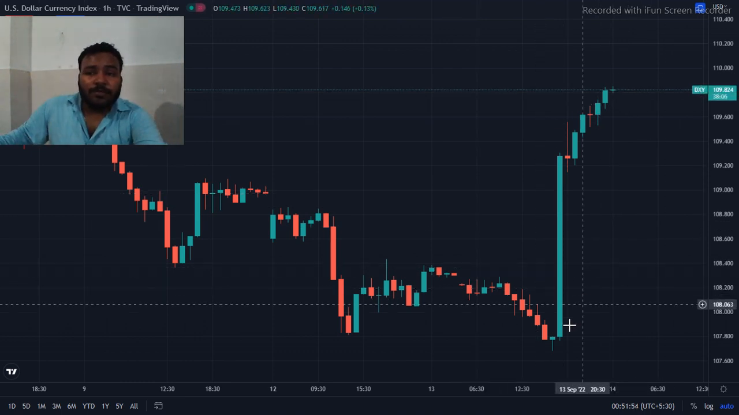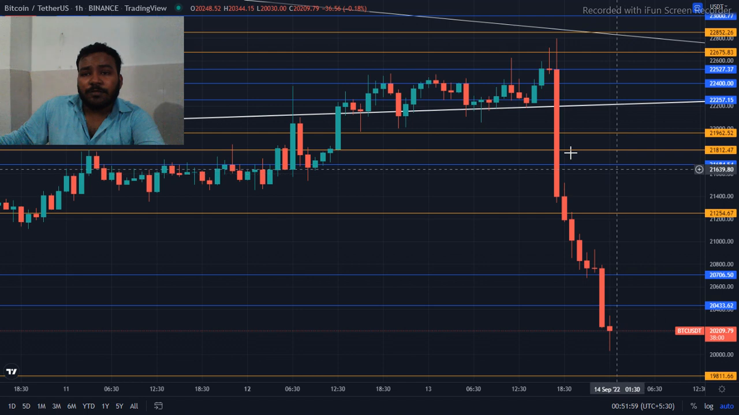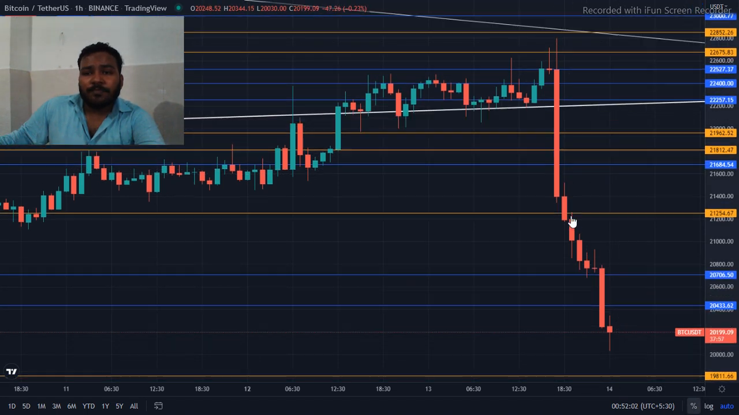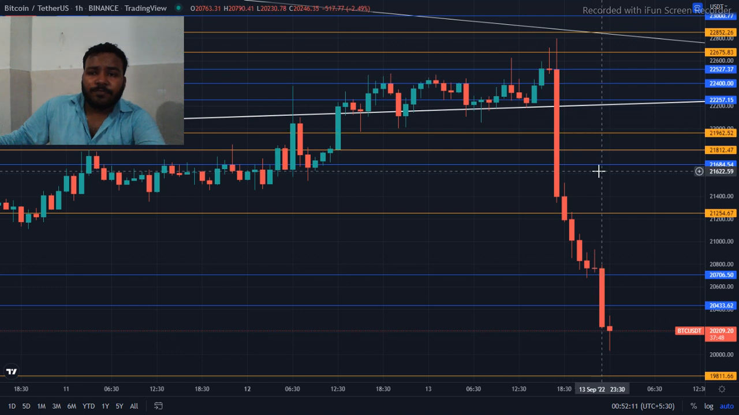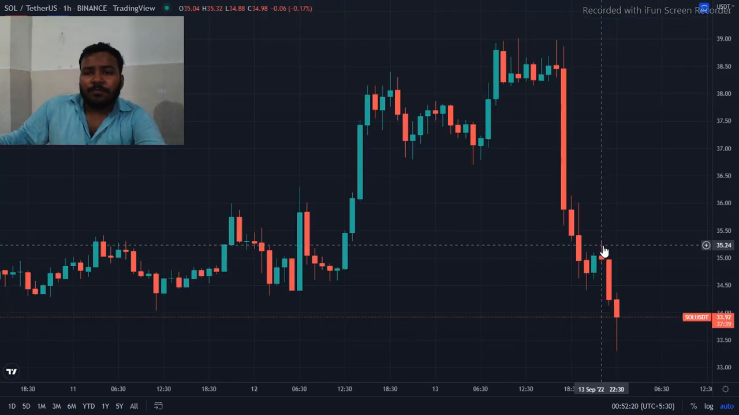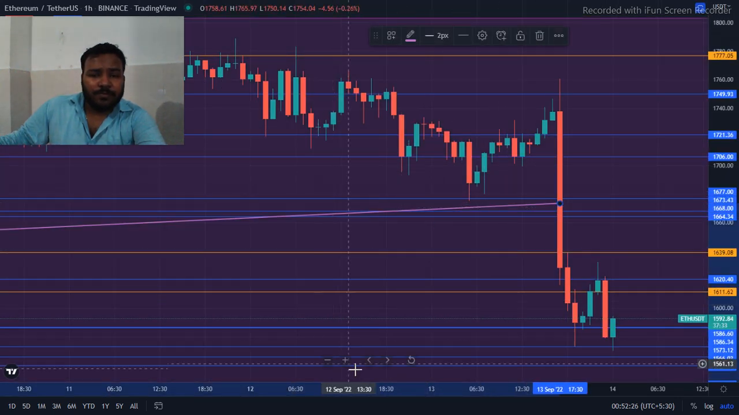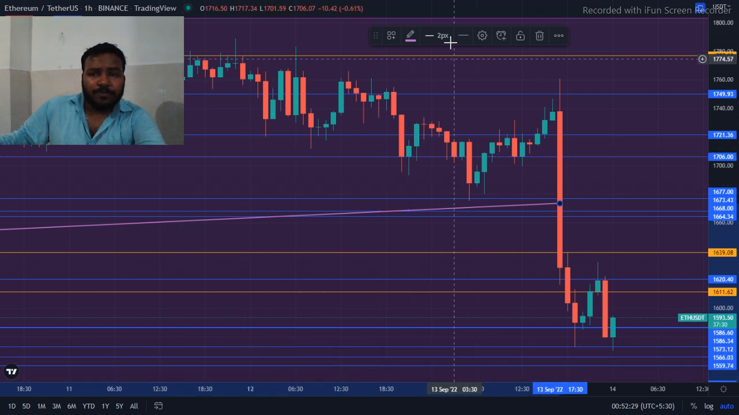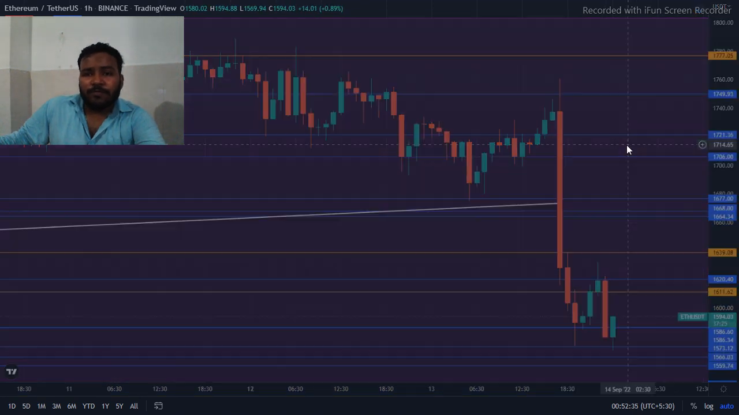And see how the US dollar index has shot up in 1 hour, 1.37% still going up. See, this is Bitcoin. See, this is also 1, 2, 3 rejection, sold out. See, Ethereum. See, 1, 2, 3 triple top, sold out, and also a breakdown of its historical trend line. Let me just change the color. If we turn it to white, see, it was a historical trend line. Gave a breakdown. It's a sharp fall.